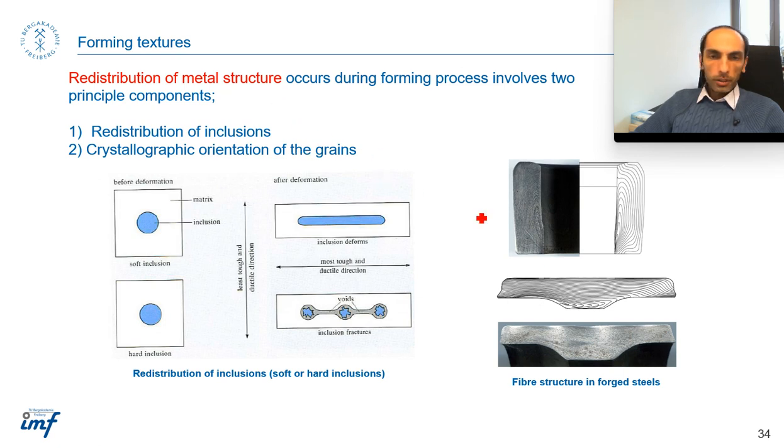For the material flow, we talked about how the material flows. These are two other examples, but in the case of inclusions, you have two kinds. The soft inclusion may be deformed during the forging, but the hard inclusion may break down into smaller pieces, and sometimes in between, some voids and cavities will appear, which degrade the mechanical properties.